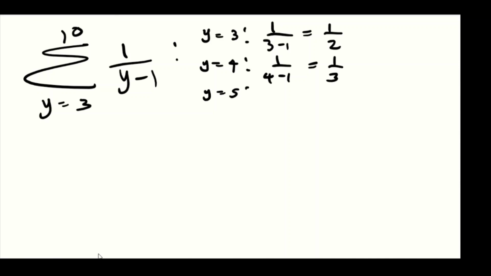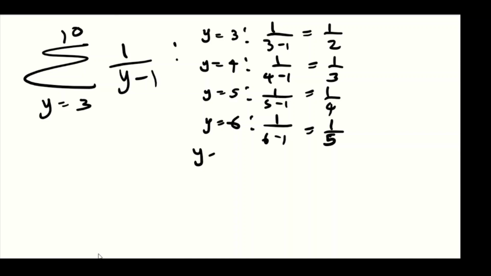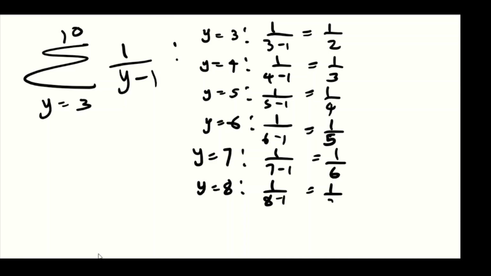When y is equal to 5, we have 1 over 5 minus 1 is equal to 1 over 4. Y is equal to 6, we have 1 over 6 minus 1 is equal to 1 over 5. Y is equal to 7, we have 1 over 7 minus 1 is equal to 1 over 6. Y is equal to 8, we have 1 over 8 minus 1 is equal to 1 over 7. Y is equal to 9, 1 over 9 minus 1 equals 1 over 8.